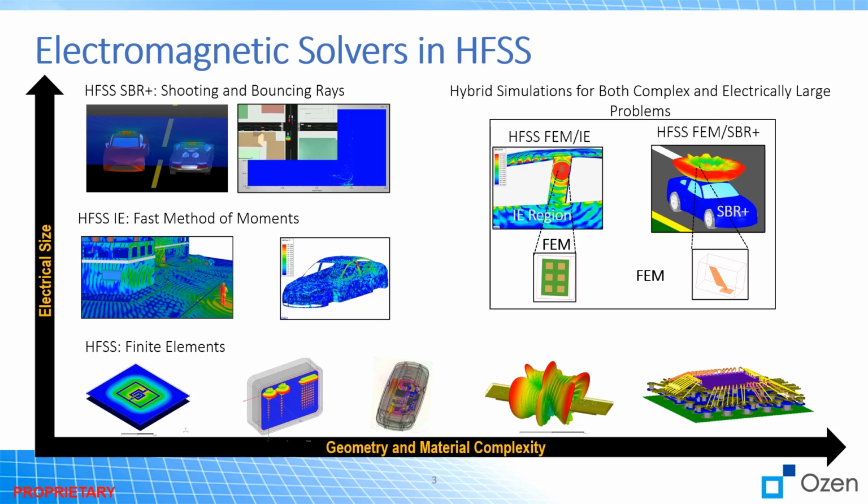In addition to being able to use these solvers independently, in HFSS they can be linked together as different domains within the same design. This ability to combine the solvers in a coupled hybrid approach significantly increases the power of HFSS, since each solver can be applied to do what it does best. For example, a detailed antenna design can be modeled using finite elements, and the larger surrounding structure can be modeled with an IE or SBR Plus region. This allows us to solve complex and electrically large simulations, all within the same HFSS interface.